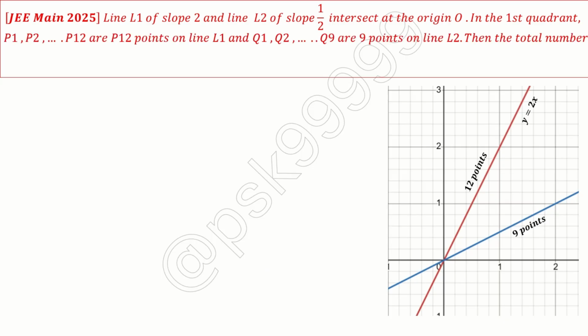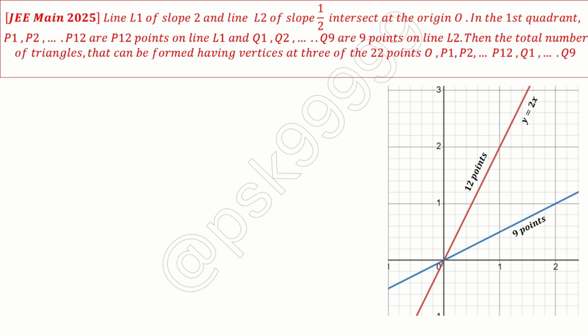Line L1 of slope 2 and L2 of slope half intersect at the origin O in the first quadrant. P1 to P12 are the points on L1. If you see the graph, the red line is L1 and the blue line is L2. P1 to P12 are on this line, and Q1 to Q9 on the second line L2. Then the total number of triangles that can be formed having vertices at 3 of the 22 points, including the origin: 12 plus 9 is 21, plus origin is 22.